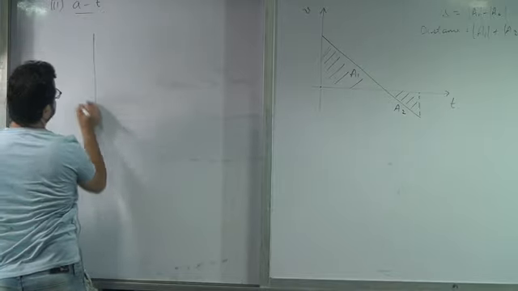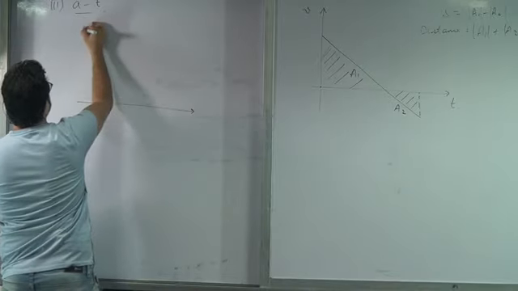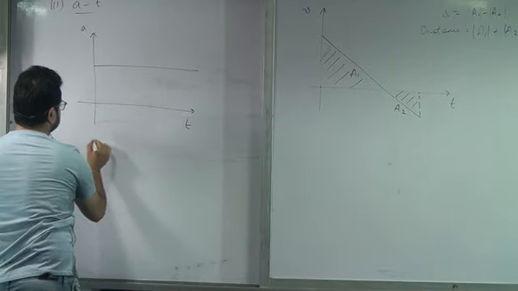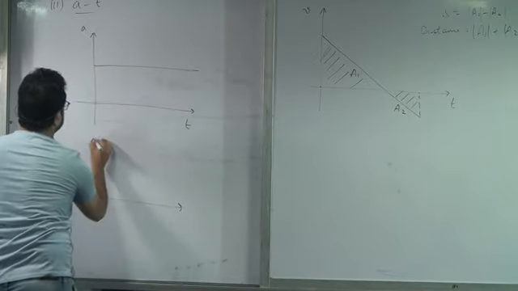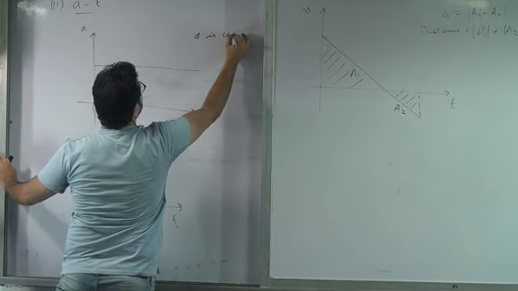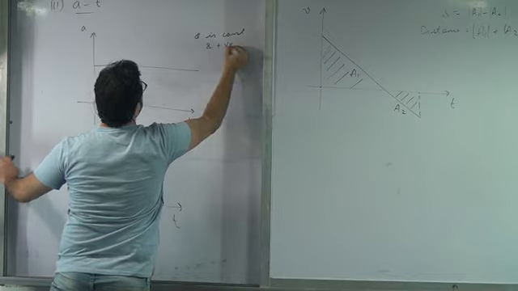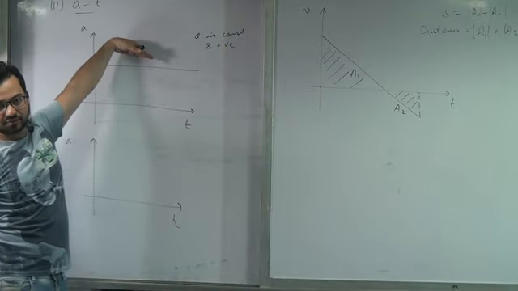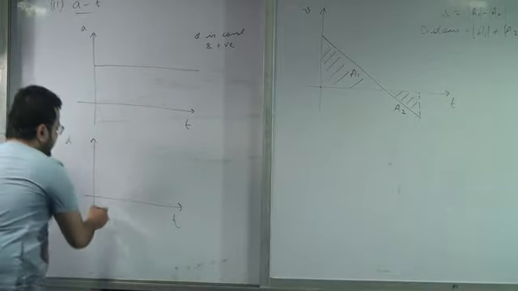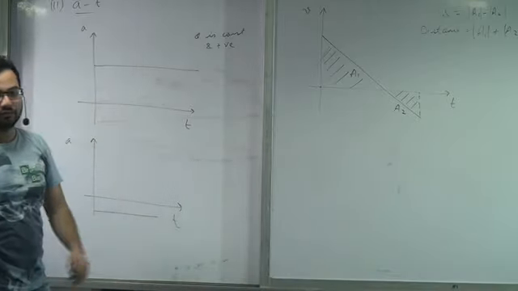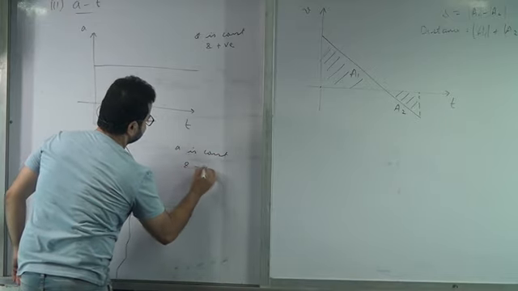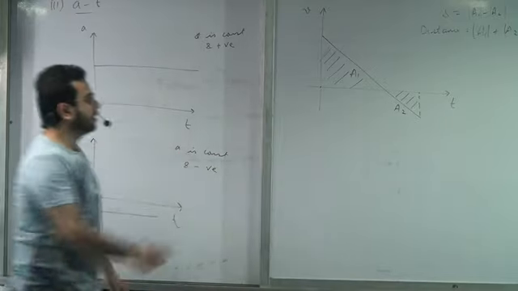Acceleration time graph. What does this tell me? Acceleration is constant and positive. Why? Because this is above the t-axis. Now this is acceleration time graph. This is above the t-axis. What about this one? Acceleration is constant and negative. Simple.